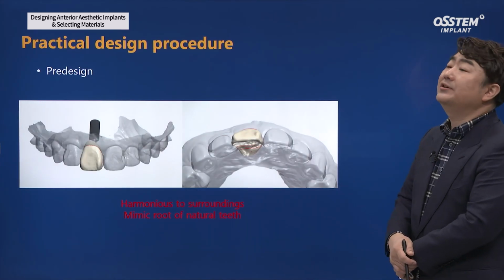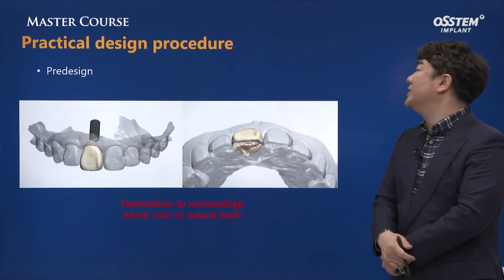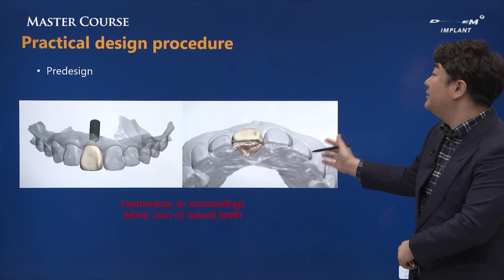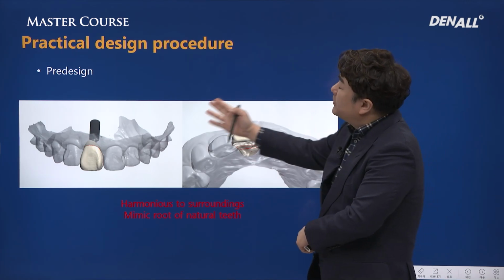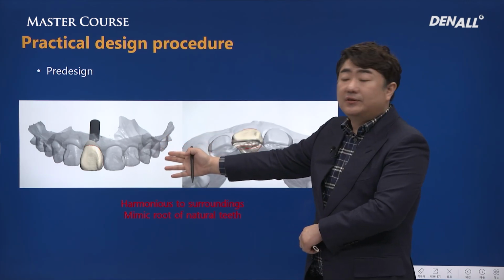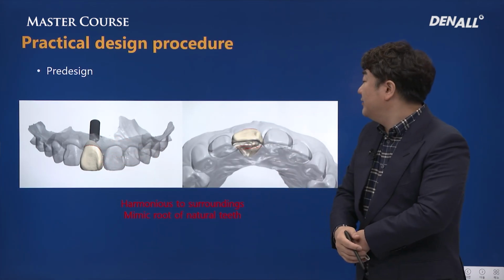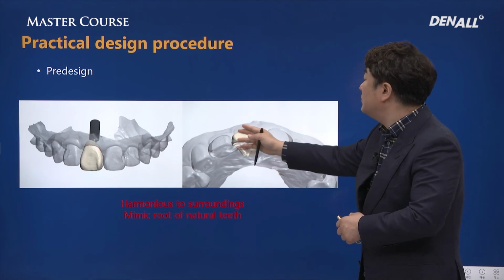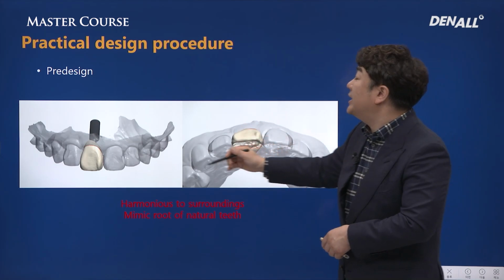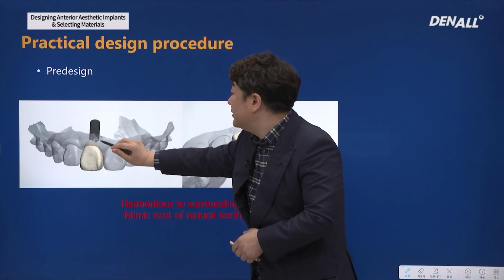With this concept in mind, I want to show you how it's actually applied. In order to design the implant abutment, we need to come up with a pre-design. You need to adjust the contour so that it is harmonious with adjacent teeth, and you need to mimic the root shape and design the gingival side like this. Following that, abutment design is done.